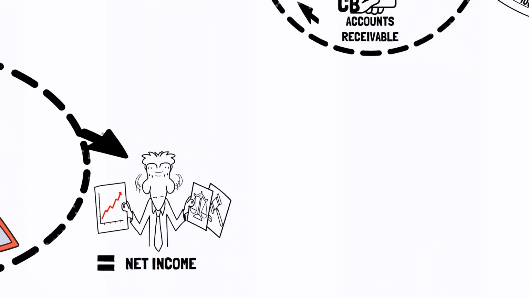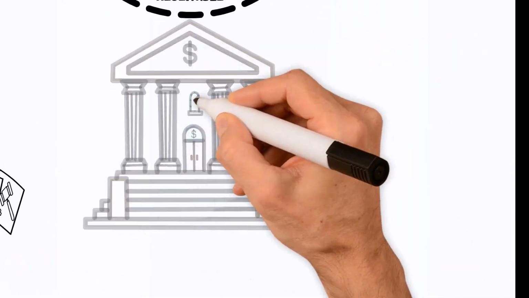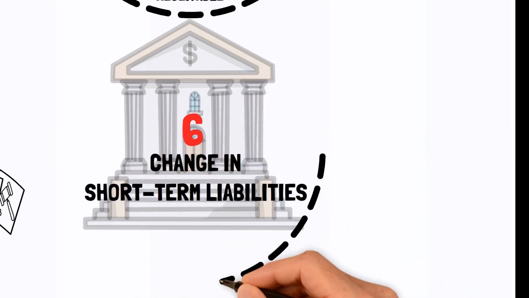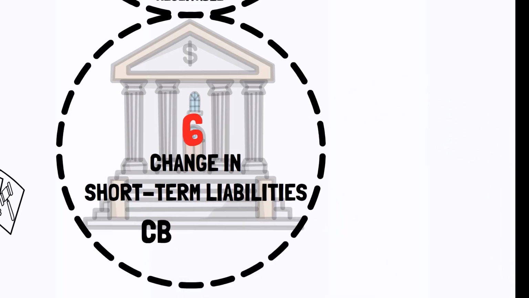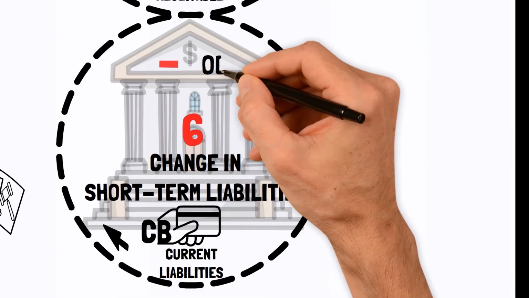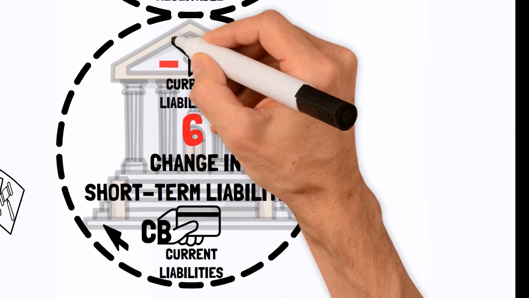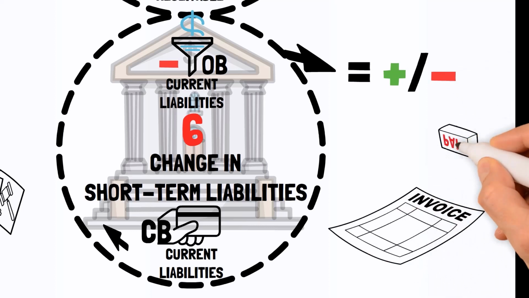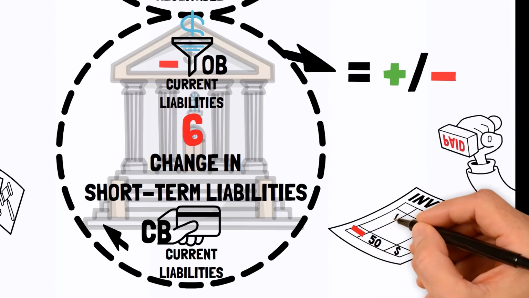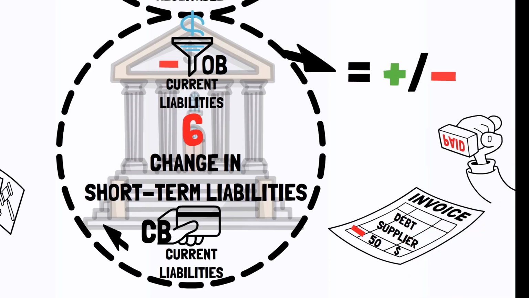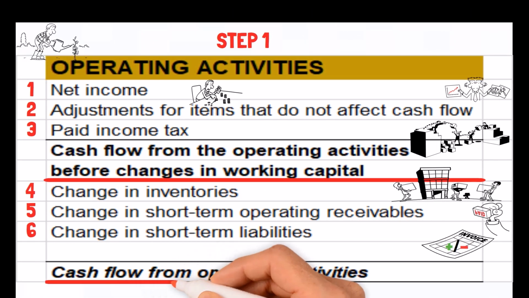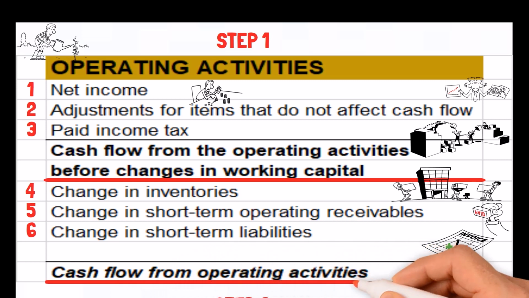The sixth and last part that must be adjusted for in the operating activities is change in short-term liabilities. Begin with adding the closing balance for current liabilities while removing the opening balance current liabilities. A company's operating debts can, for example, consist of a debt to a supplier in the form of an invoice, which has not yet been paid. After these last 3 parts are corrected, the adjustment of cash flow from operating activities are done.